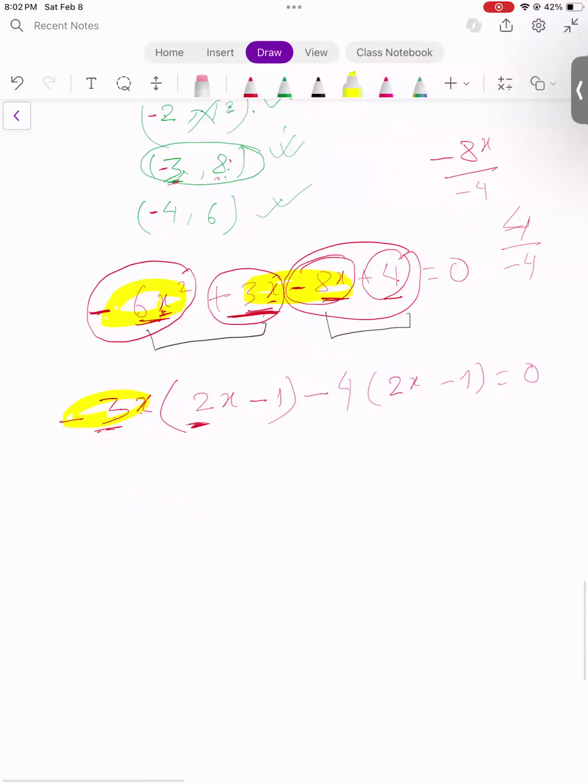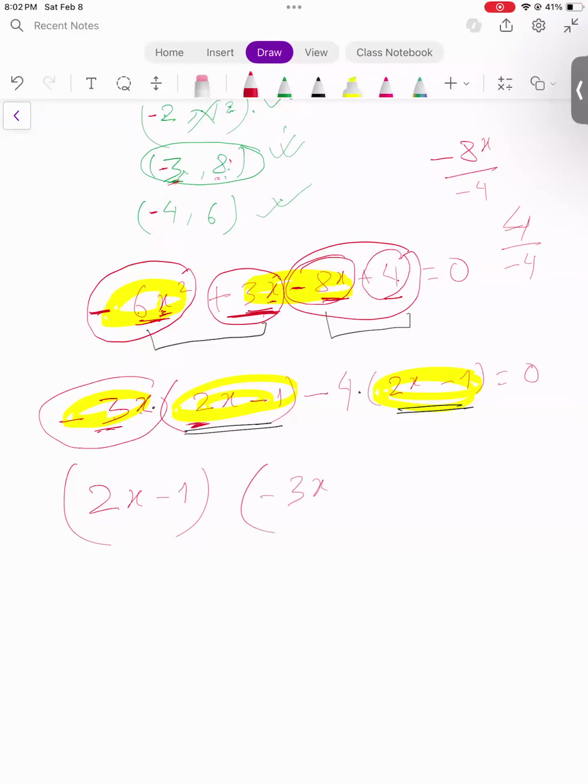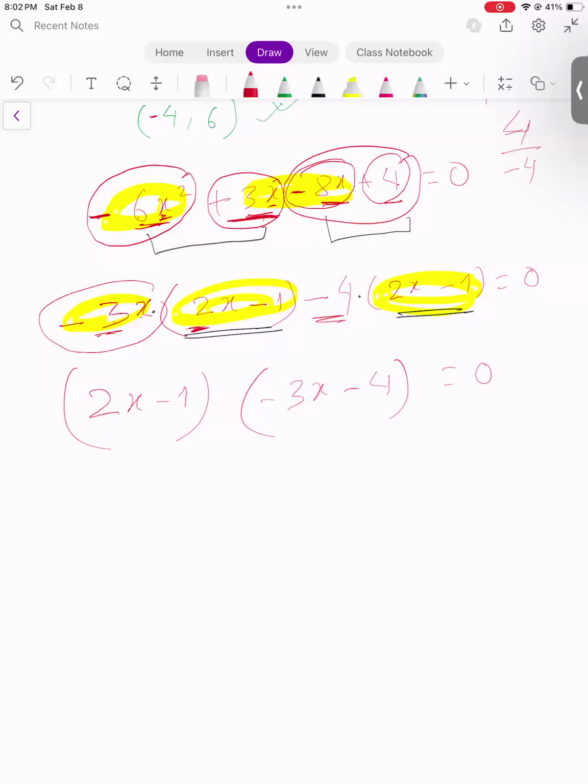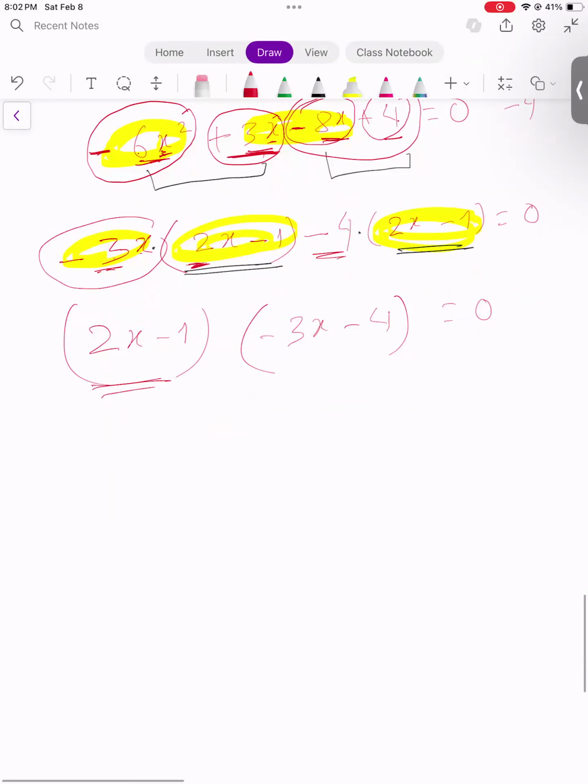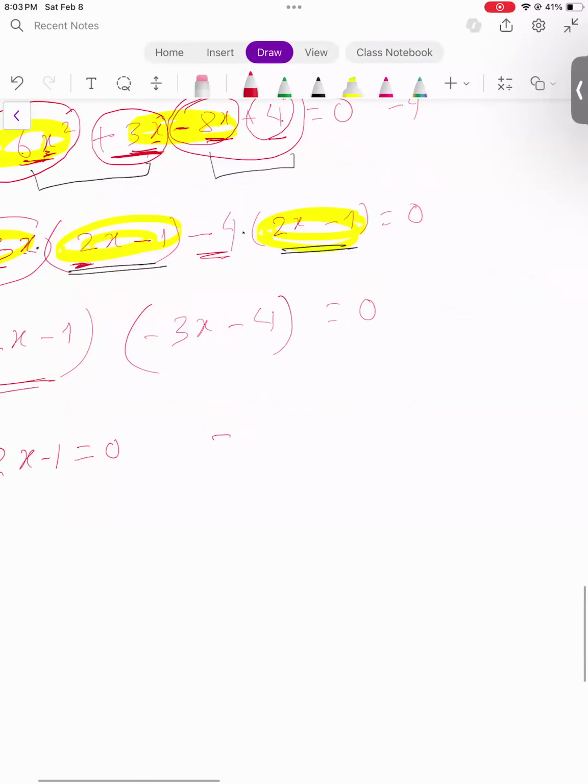Okay, now we have 2x minus 1 as a common factor, because we have a product form. So let's factor out 2x minus 1. We have negative 3x here, and negative 4 left, equals 0. So we factor completely. Once you have complete factorization on one side, you take each factor and set it equal to 0. You take 2x minus 1 and set it equal to 0. You take the next factor, negative 3x minus 4, and set it equal to 0.